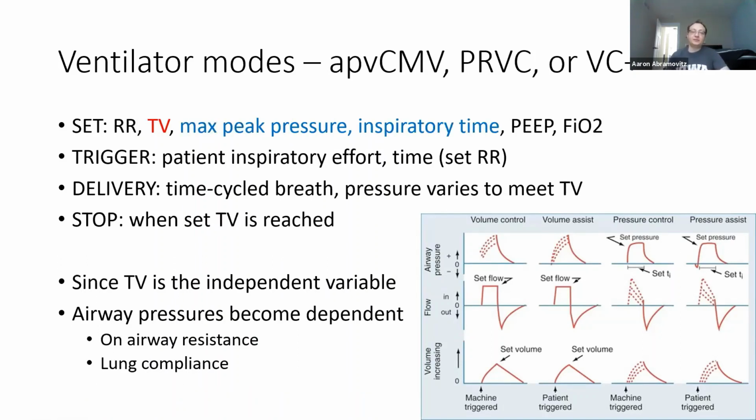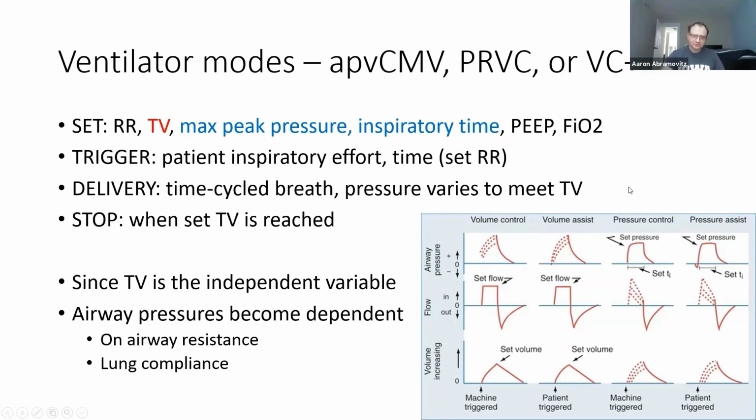This apvCMV mode, often called PRVC, which is pressure regulated volume control, some ventilators call it VC+, is kind of a hybrid between pressure and volume control. And actually you set a tidal volume, a maximum peak pressure or drive pressure, and an inspiratory time rather than a peak flow. The vent cycles just like a pressure control mode on a time cycled breath, but the ventilator will change the pressure to meet your tidal volume goal.